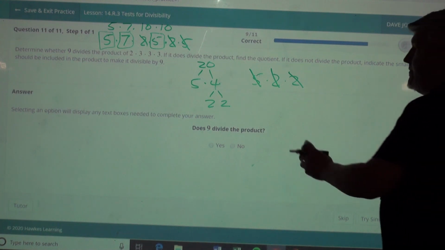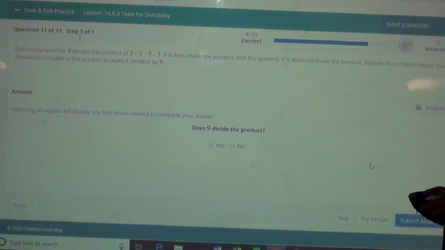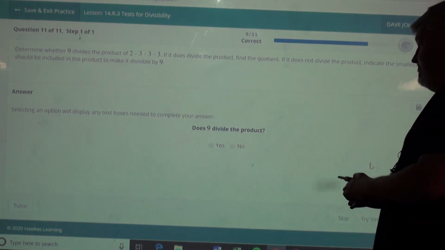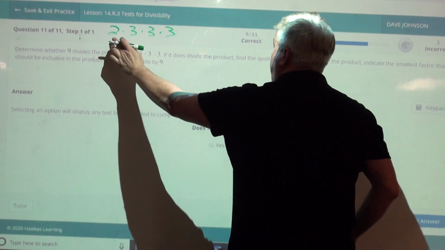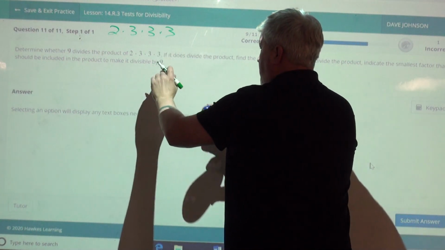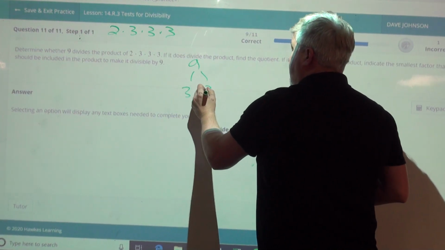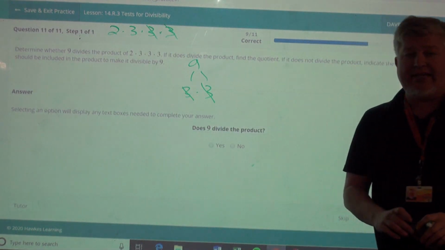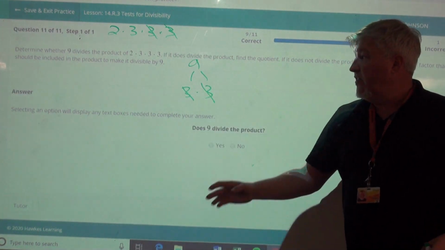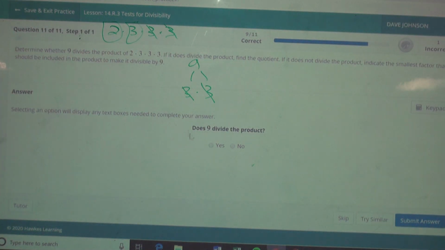All right. Last one. One more of these to get the picture. Determine whether 9 divides the product 2 times 3 times 3 times 3. Factor trees. I have 2 times 3 times 3 times 3. They're all prime numbers. I can't factor it. It's done. Divisible by 9. 9, factor tree is 3 times 3. One 3 here, one 3 there, one 3 here, one 3 there. Is it divisible by 9? Yes, it is. They had all its factors in it. Left over is 2 times 3, which is 6. That's it. Does it divide the product? Yes, it does. By 6.